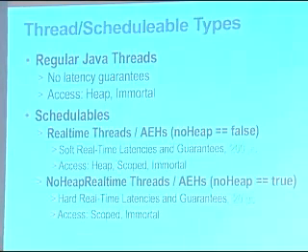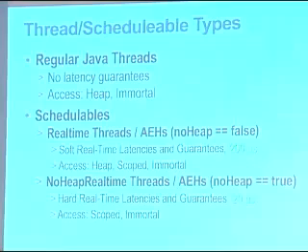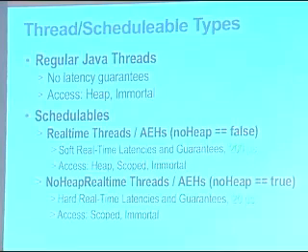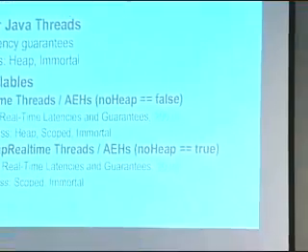So a schedulable in the RTSJ is anything that implements the interface Schedulable. So you can create any object. If you implement Schedulable, you become a schedulable. And that object then, its run method, which you have to have if you implement Schedulable, comes under the view of the scheduler and dispatcher. And so it participates in all the real-time activity on the machine. So regular Java threads, as Doug mentioned, that's where you do the non-real-time stuff.